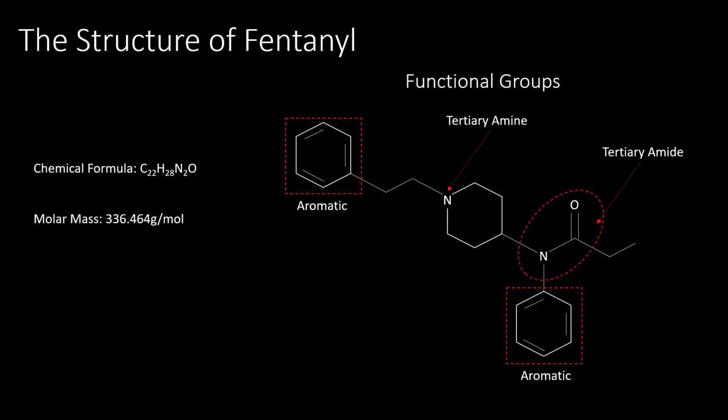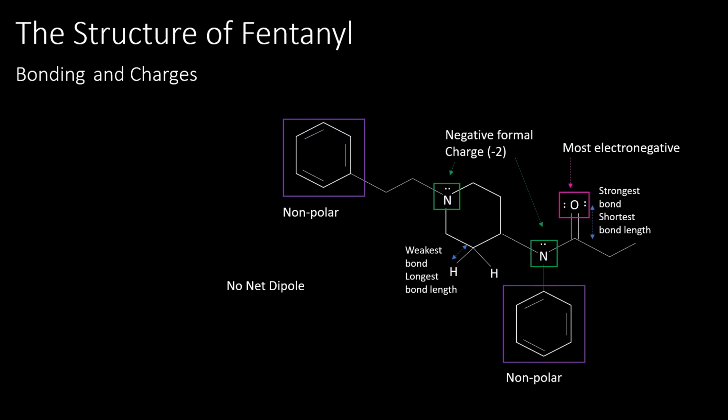The chemical formula is C22H28N2O, and the molar mass is 336.464 grams per mole. Here's a line structure depiction of fentanyl and its functional groups: aromatics, tertiary amide, and tertiary amine. Let's now look at some of the bonds and charges of fentanyl.